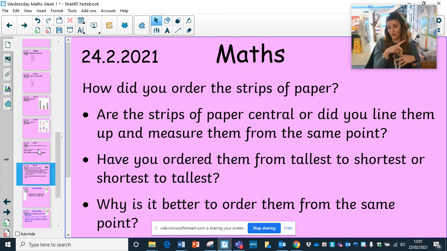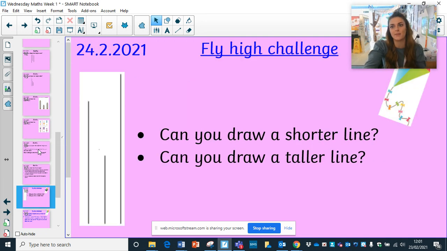Which I've spoken about previously, so if you need to go back and have a little look at that, then please do. But why is it better to order them from the same point? Why is it easier? As always, there's some challenges for you to complete. So here, there's some lines there, but it's asking you now, can you draw a shorter line? And can you draw a taller line? So adding in your own lines to those.